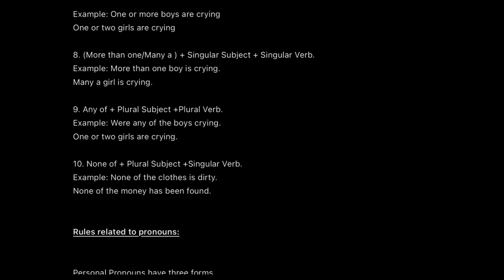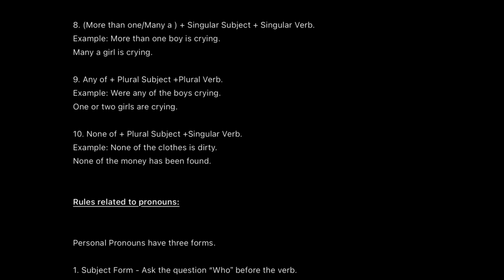Now, let's take more than one. So more than one or many a. If your sentence is having more than one or many a with a singular subject, then my verb will also go singular. Like more than one boy is crying. Many a girl is crying. So even though the word has many, that doesn't mean that just because in the sentence I have many, my verb will also be plural. No, many a when going with a singular subject makes the verb singular. So that is special to note here.